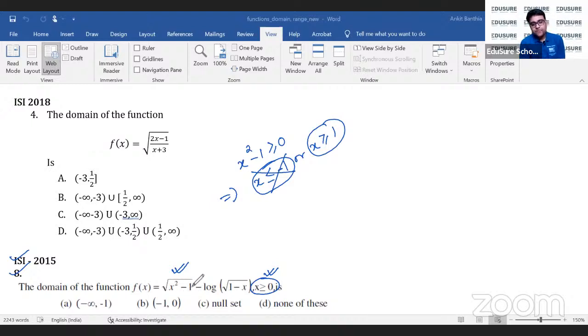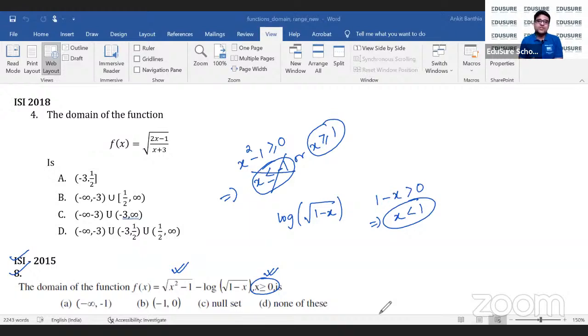Again, root over 1 minus x, log of this. Now log 0 is undefined, therefore 1 minus x has to be strictly positive. That means that x has to be less than 1. So in order to find out the domain of x, in order for the function to be defined, x has to be greater than equal to 1 for the first part and x has to be less than 1 for the second part.